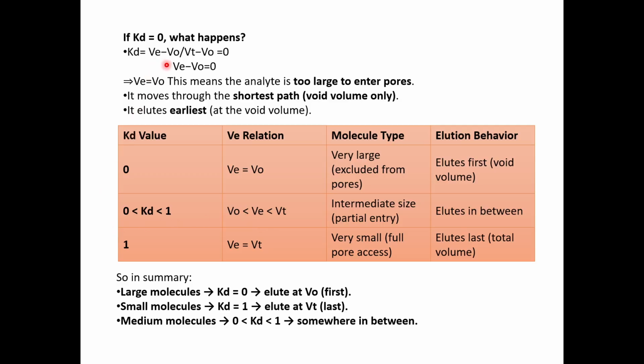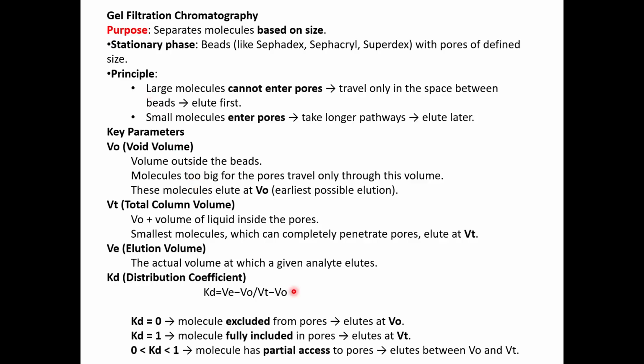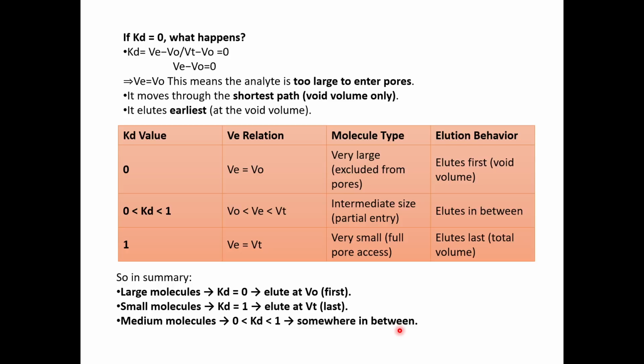So when VE minus V0 is equal to 0, this will become VE equal to V naught. That is, your elution volume will become equal to your void volume. That is why your KD is 0. So when your KD is 0, it will elute at V0, because at that time your elution volume is nothing but your void volume. It is the same as your void volume.